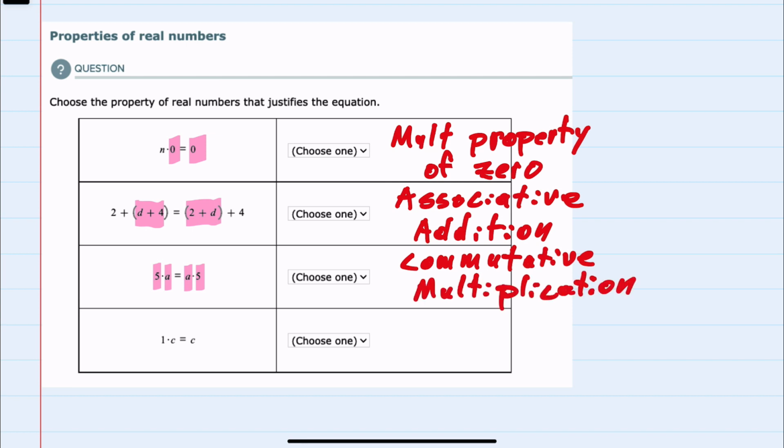And then the last example, we have 1 times a number equals that number. That is the identity. And again, since we're multiplying by 1, this is the identity property of multiplication.